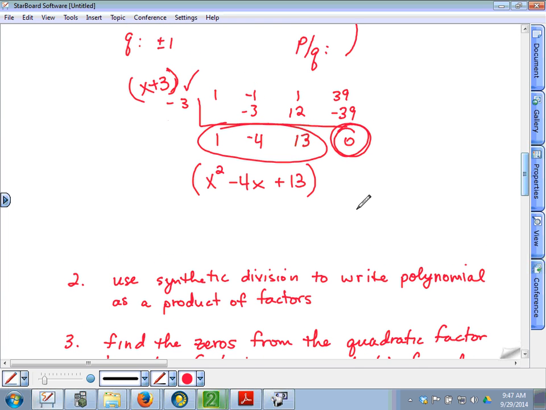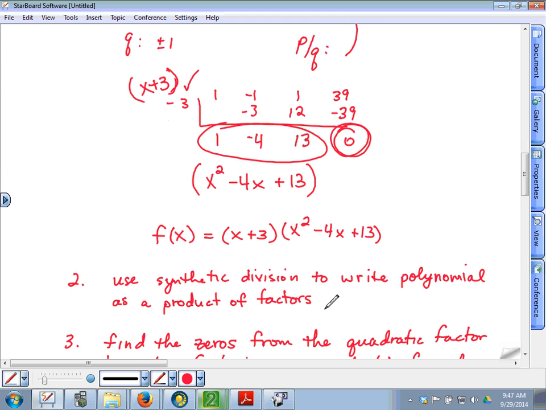So f of x equals x plus 3. We know that x plus 3 is a factor because negative 3 was a 0. We proved that. In addition, we've proved that this remaining polynomial, x squared minus 4x plus 13, is a factor. Question for you. Is that fully factored? Because the main purpose here is to fully factor f of x. Is that fully factored?